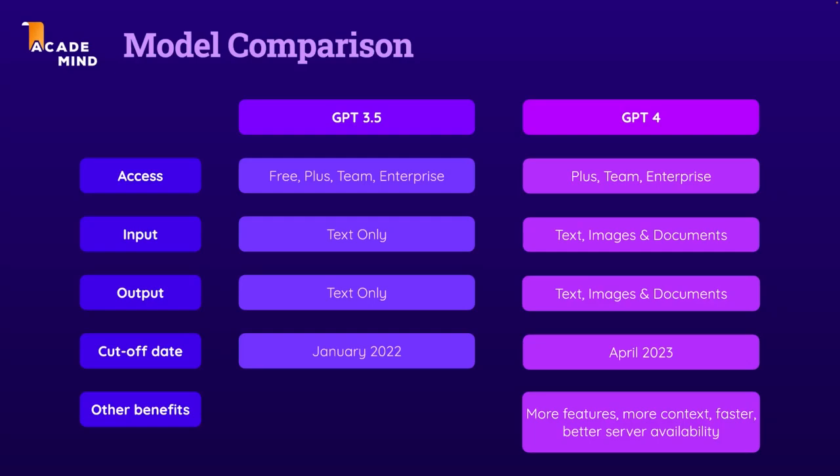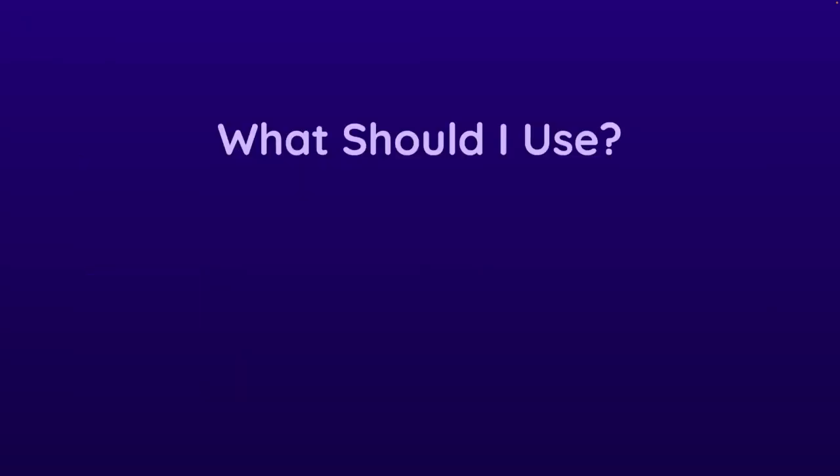In times of heavy usage, GPT 3.5 is sometimes not available. GPT-4 has some limitations regarding the amount of messages you can send within a certain time span, but it actually is always available, which can be a big advantage. What model should you use now?